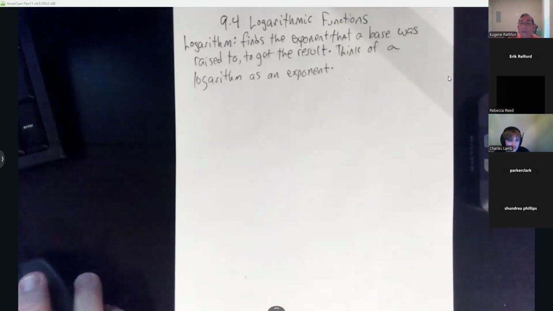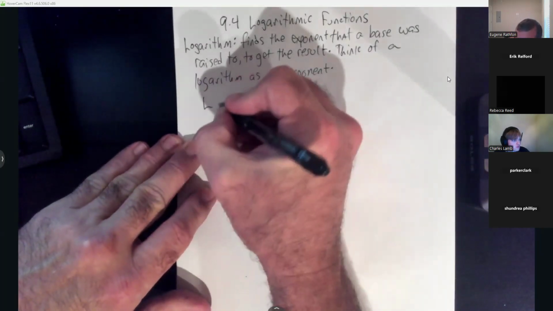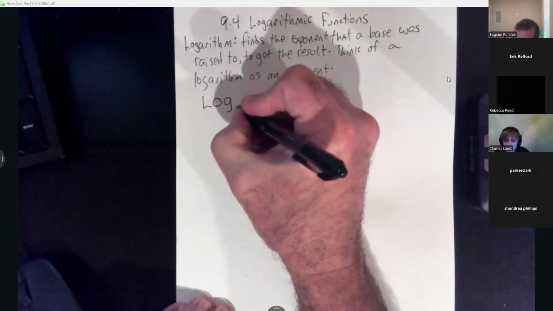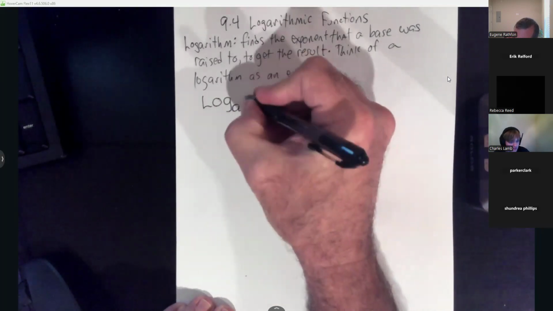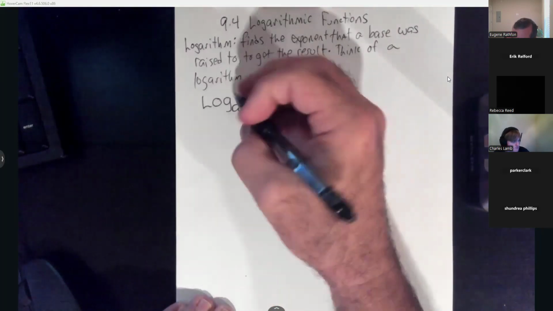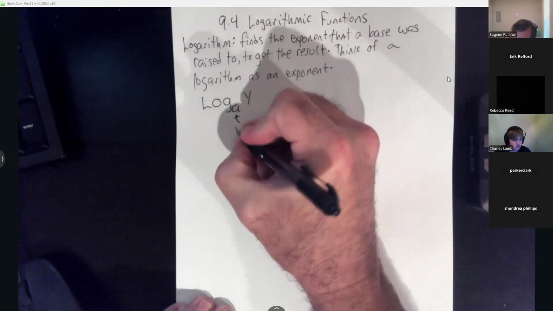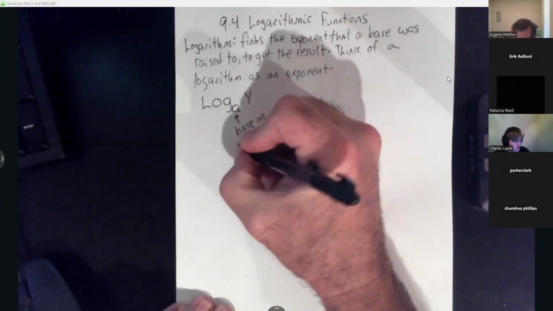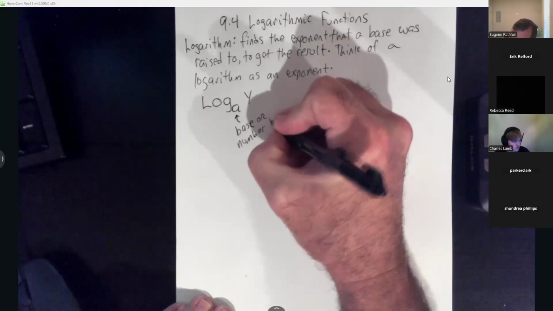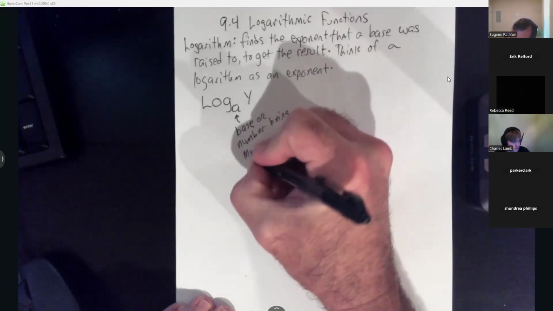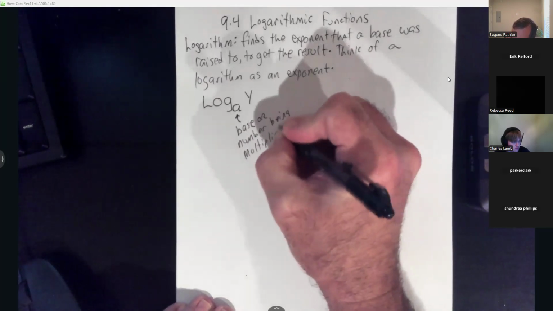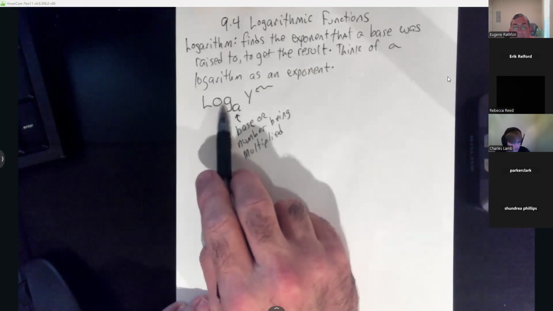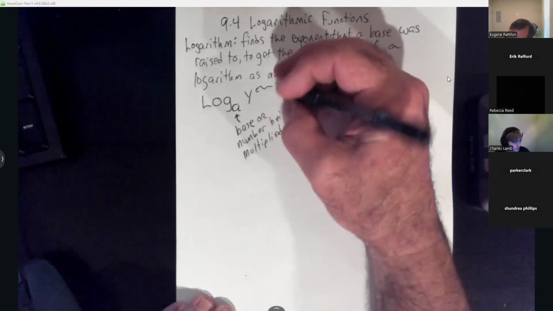Okay, so let me show you how they come. All right, so log is short for logarithm. It's going to have a base right here and a result. So A is the base or number being multiplied. The base will be like a little subscript next to log. The Y here, that's the result you're looking for.